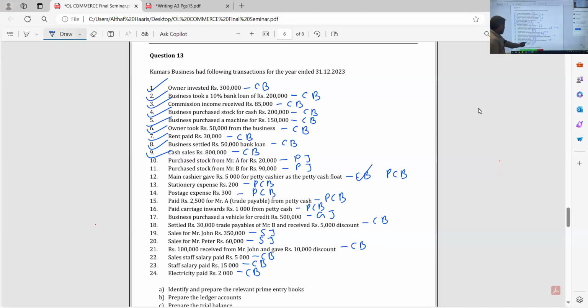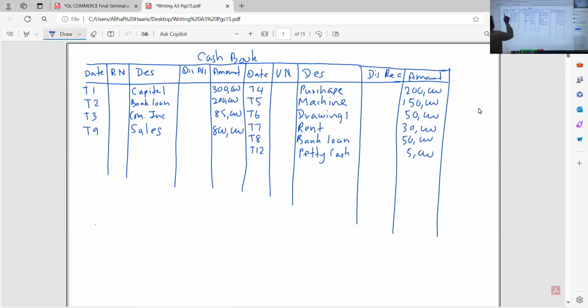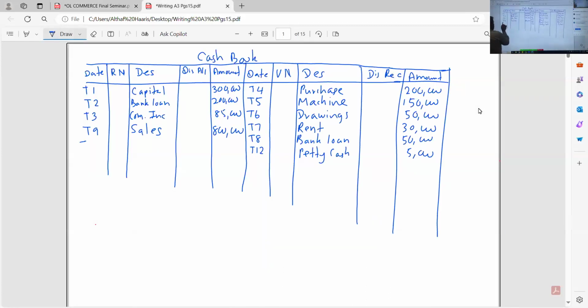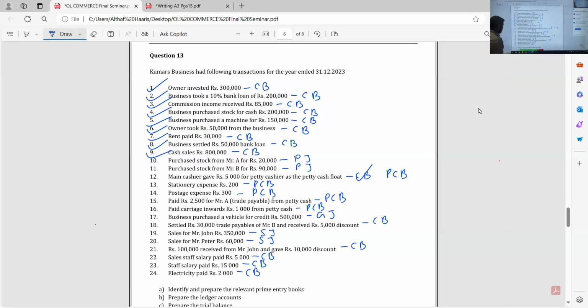And what else is there? Okay, here we have T21. Received 100,000 from John and gave a discount of 10,000. So it is T21, John, 100,000 and gave a discount of 10,000. Discount given, discount allowed.